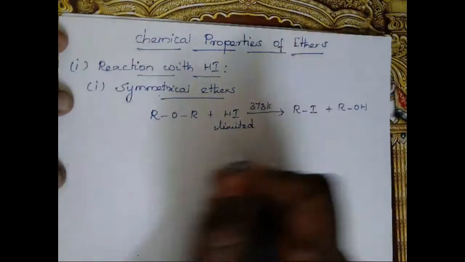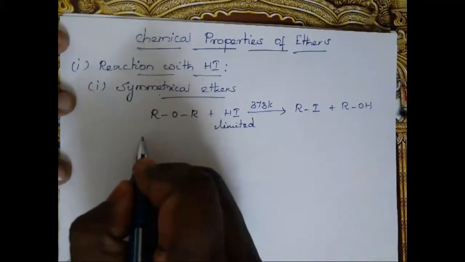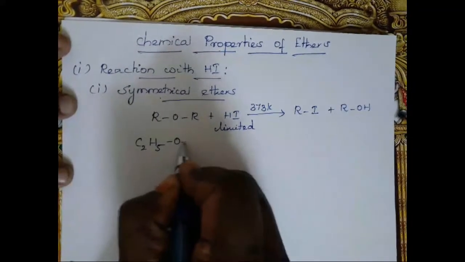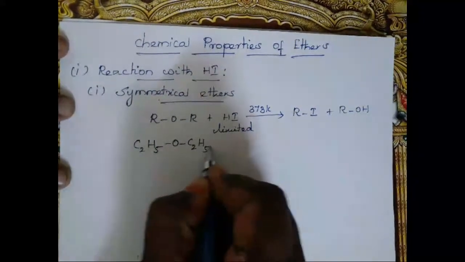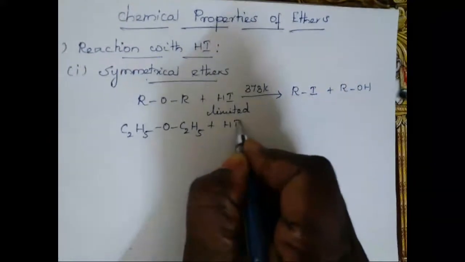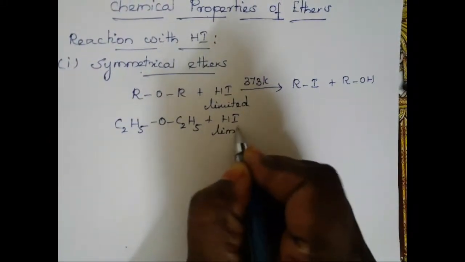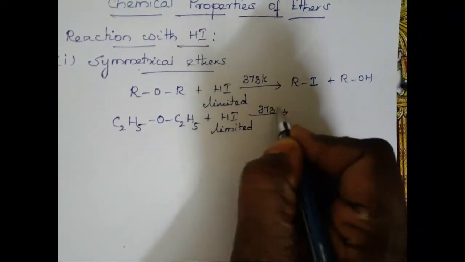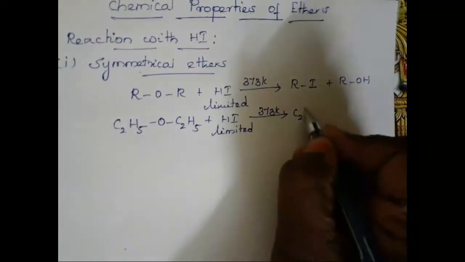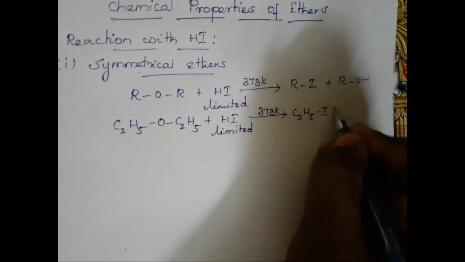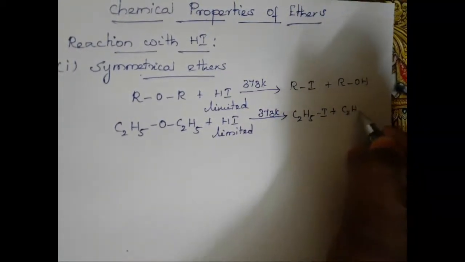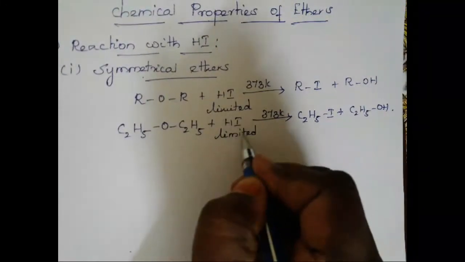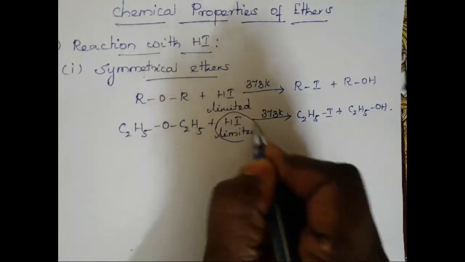Let us see an example for this. Let us take a symmetrical ether, diethyl ether, C2H5OC2H5. When it reacts with hydrogen iodide in a limited amount at 373 Kelvin, it will produce ethyl iodide and ethyl alcohol. Note this, dear, we have taken a limited amount of HI.